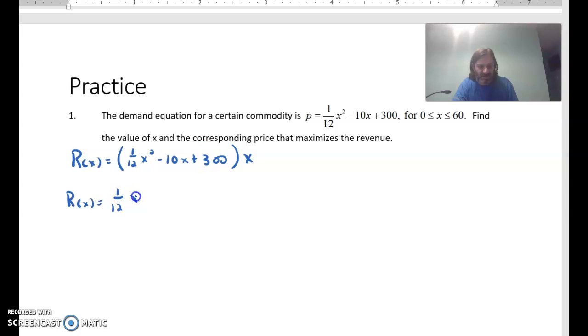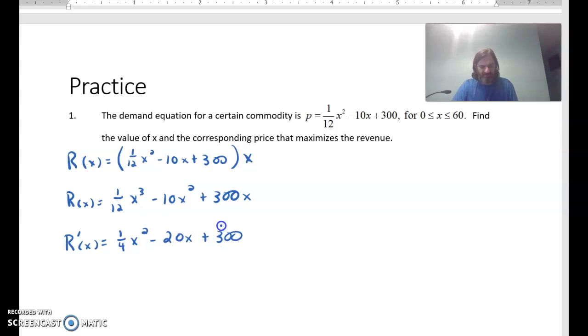So we'll have 1/12 x cubed minus 10x squared plus 300x. And now that would tell us the revenue for x items. So what we want to do is figure out where that would have a high point. So we'll take the derivative. 3 times 1/12 is 1/4 x squared minus 20x plus 300. We're going to set that equal to 0. So we'll have 1/4 x squared minus 20x plus 300.